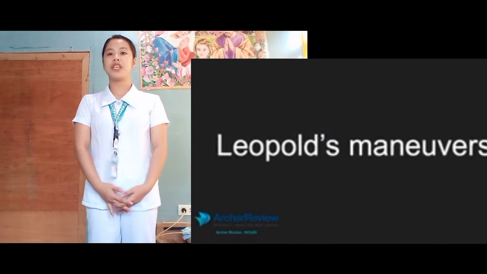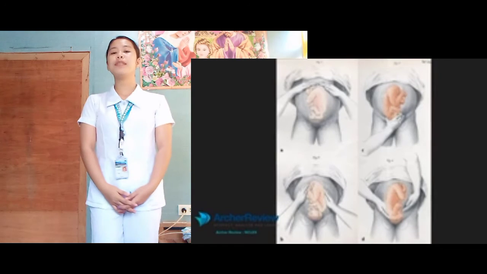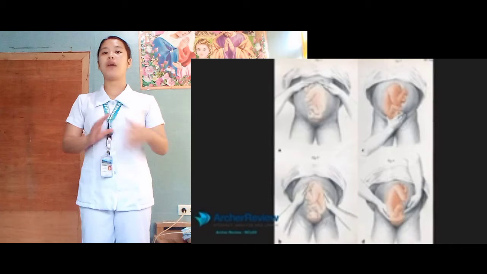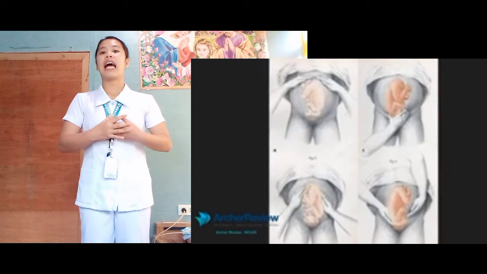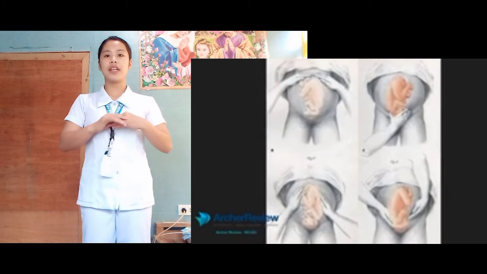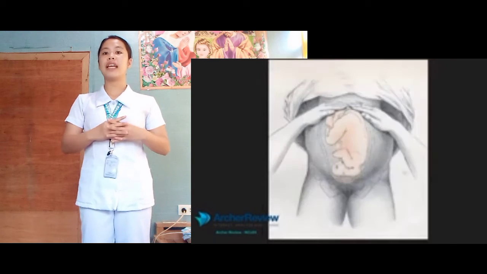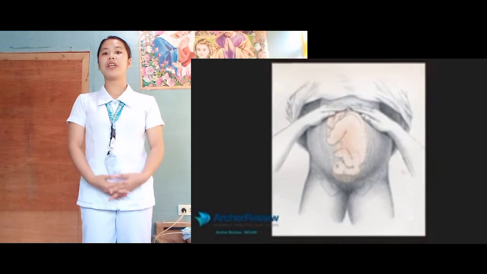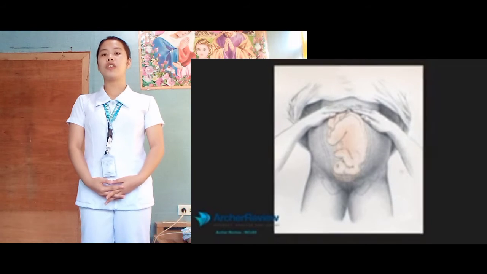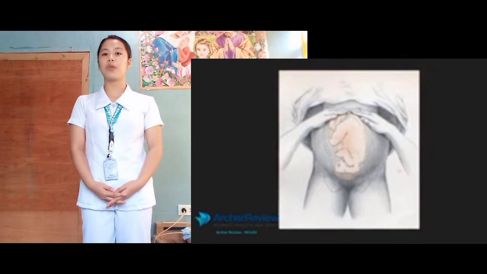So the second procedure is Leopold's maneuver. In obstetrics, Leopold's maneuvers are a common and systematic way to determine the position of a fetus inside the human uterus. They are named after the gynecologist, and they are also used to estimate term fetal weight.